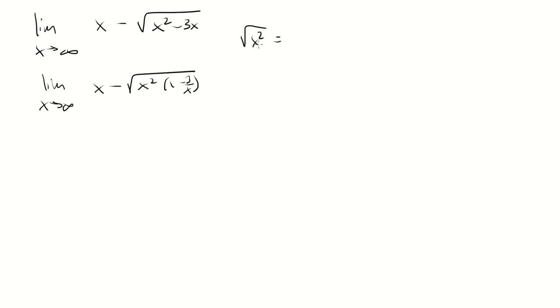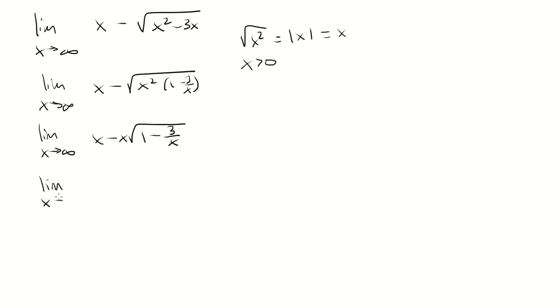Technically, the square root of x squared is the absolute value of x, but because x approaches positive infinity, here x is positive, so we could just remove the absolute value. Now we have x minus x times the square root of 1 minus 3 over x. We can factor out the x. And notice that as x approaches infinity, we have infinity times 0.